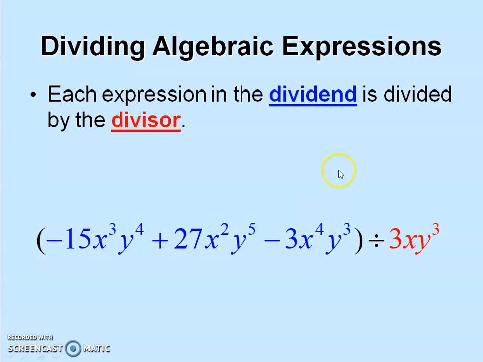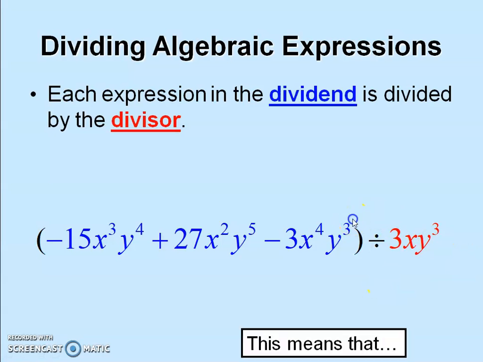And finally, the final operation is dividing. When you are dividing, each expression in the dividend, that's this blue part, is divided by the divisor. That's what I'm dividing by. So I have to divide this term by this one, and this one by this one. And the opposite of multiplication, dividing means that I divide coefficients, and it means that I subtract exponents of like variables.